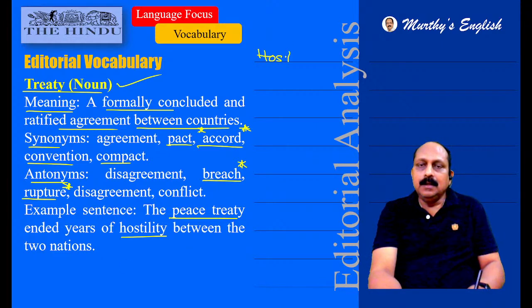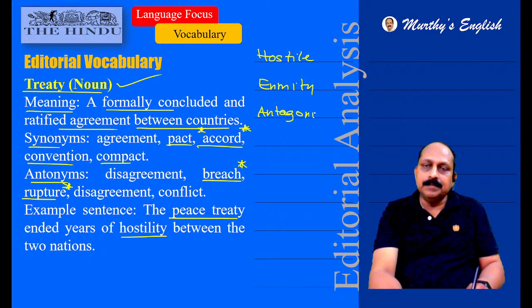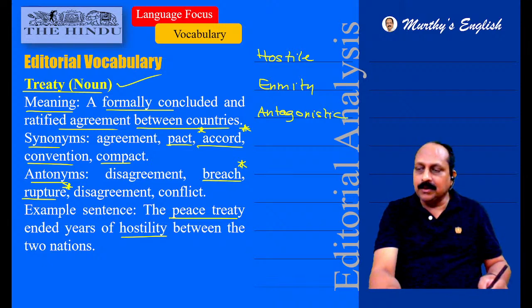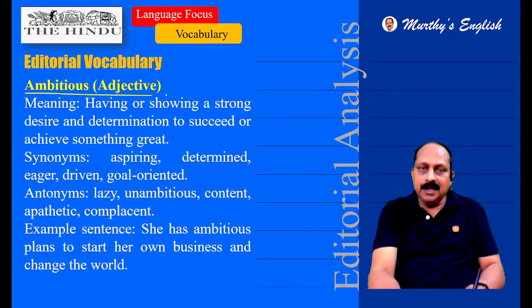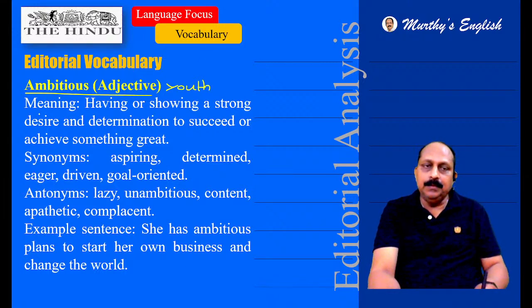Hostile, you have to recollect words like enmity, and also an important word like antagonistic. All these are very important words. Hostile, hostility, enmity, antagonistic. The second word goes with youngsters like you. Ambitious, part of speech, adjective. Generally, we say ambitious youth. What is the meaning of that?